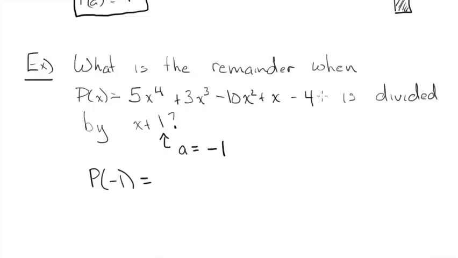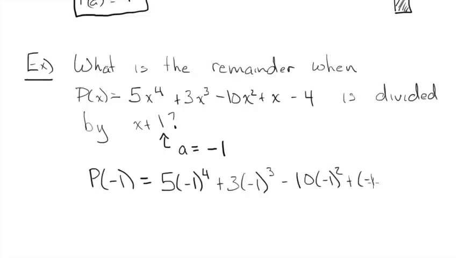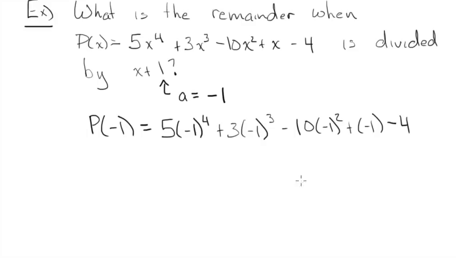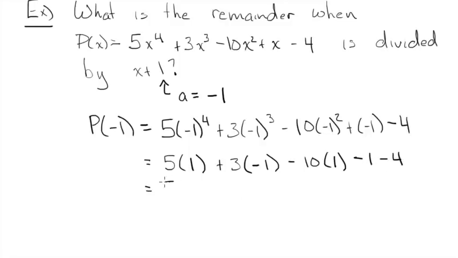So if I stick negative 1 into this polynomial, 5 times negative 1 to the power of 4 plus 3 times negative 1 to the power of 3 minus 10 times negative 1 squared plus negative 1 minus 4, evaluate this. So that would be 5 times negative 1 to the power of 4 is positive 1, plus 3 times negative 1 to the power of 3 is negative 1, minus 10 times negative 1 squared is a positive 1, minus 1, minus 4. So we're going to have 5, minus 3, minus 10, minus 1, minus 4, which will equal negative 13.